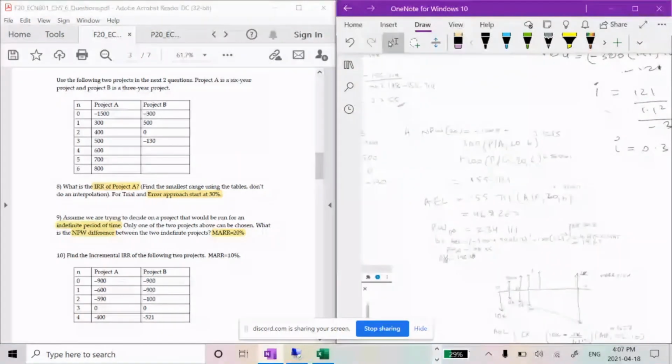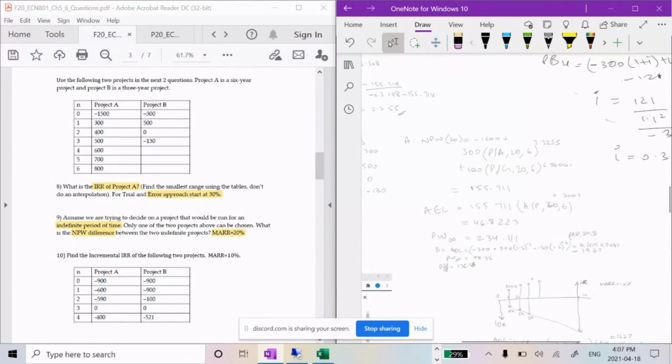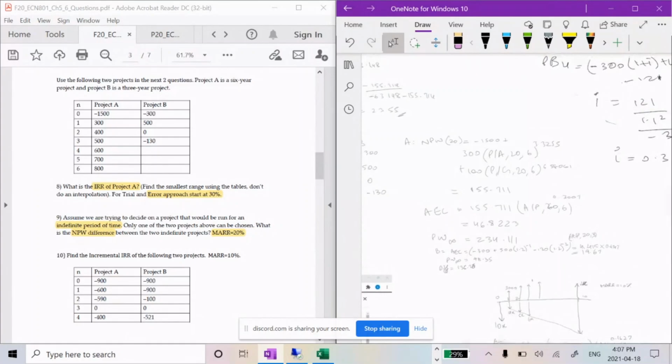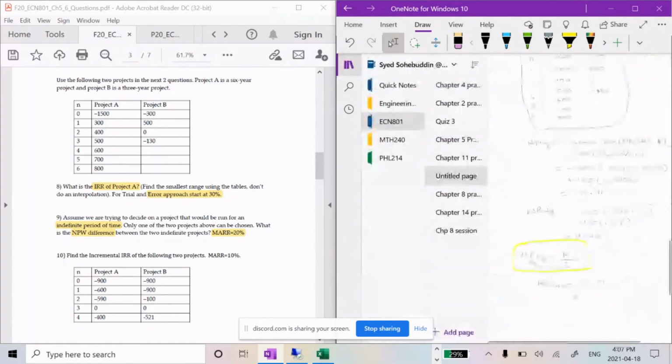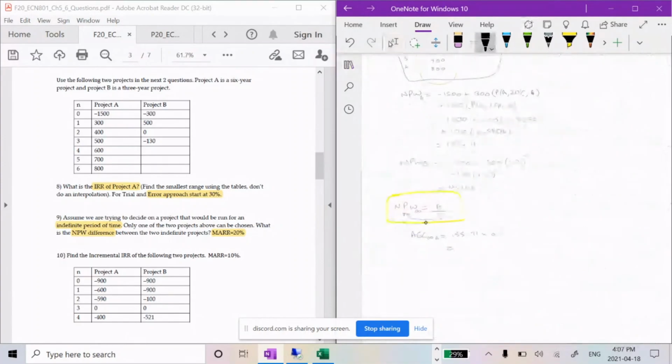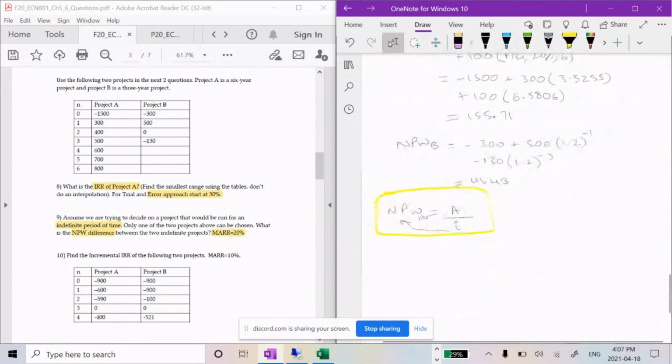Wait, what did I do? Did what I just said. You have to use A given P and then multiply it by the interest rate. Because that's not the indefinite present worth. That's just for one cycle. Oh yeah, my bad. You use that formula, but you use it a bit later. What you first do is find the annual equivalent cost for the entire period.